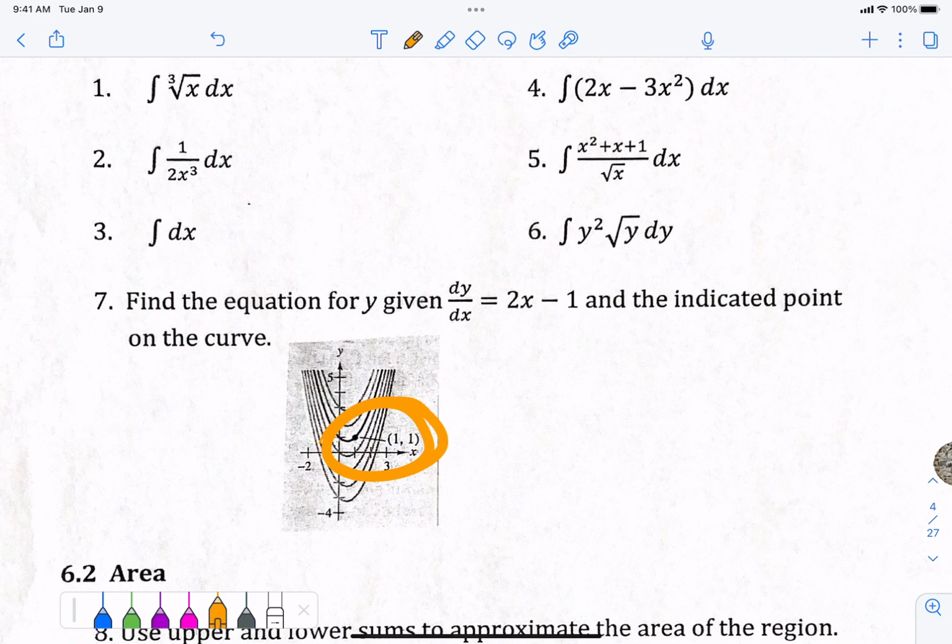So number 7, like that one. 2x minus 1. That is not the antiderivative. No, this is the derivative. The derivative is this. I want the original, so I have to go back. The antiderivative is x squared minus x plus c? Yes.